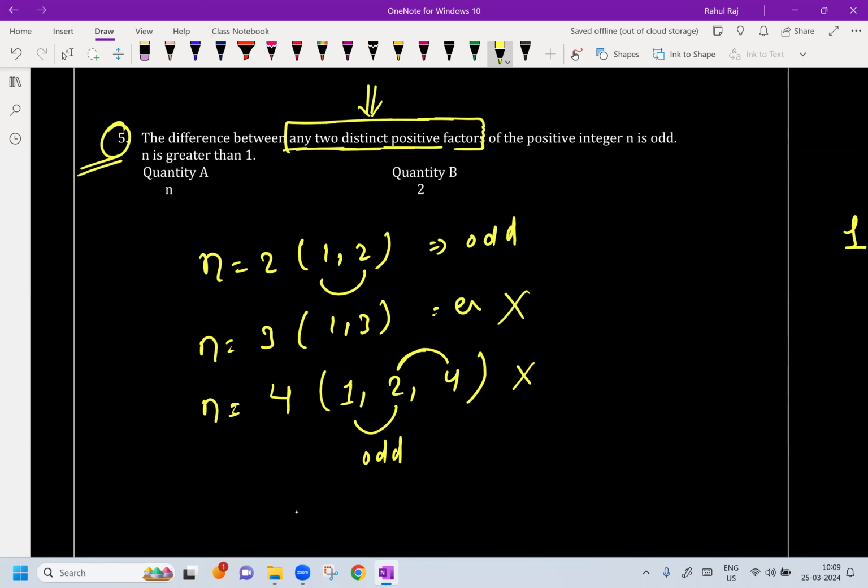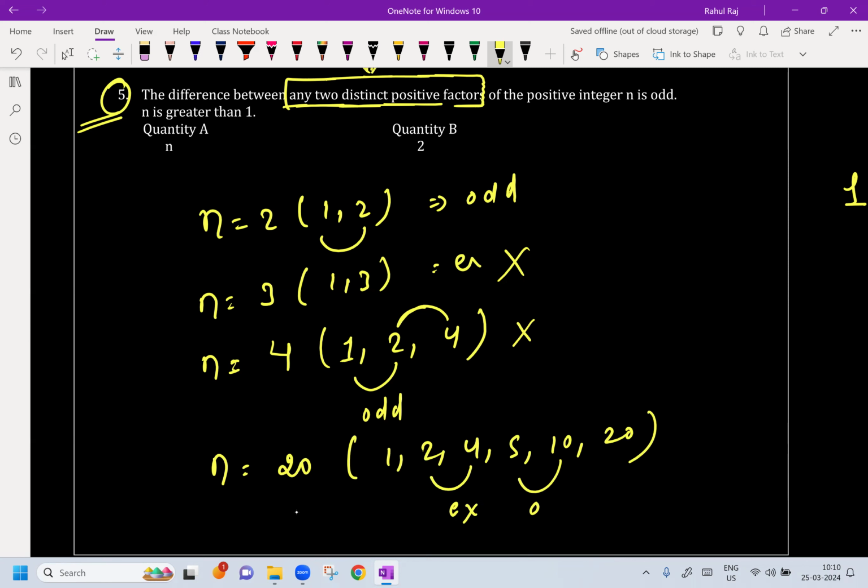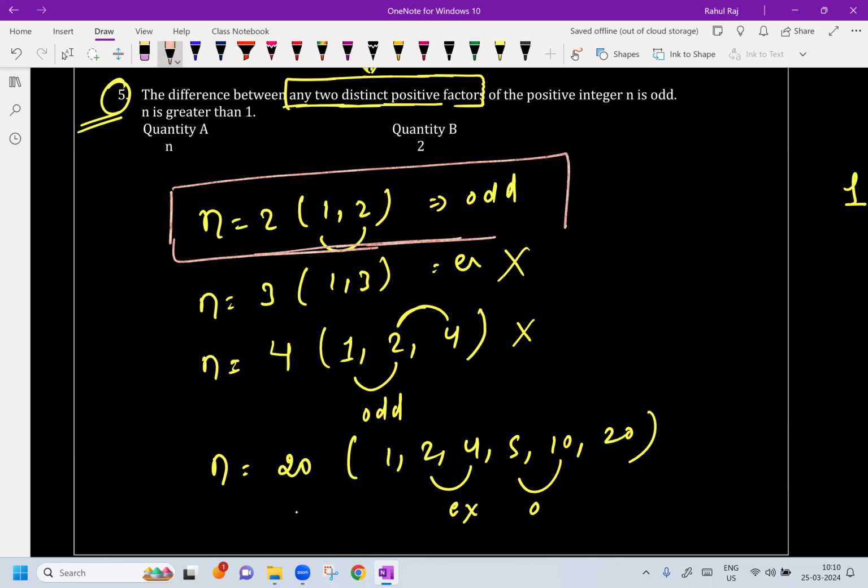As you go higher, in n is equal to 20, what are the factors of 20? 1, 2, 4, 5, 10, 20. Now here you have taken 10 minus 5, that is odd. But 4 minus 2 is even. So they say you pick any two numbers, subtract, you should get odd. If you're not getting odd, you should leave that. So technically, if you understand this language, the answer is no. There is no number in the entire number system where the difference between any two distinct positive factors could ever be odd.